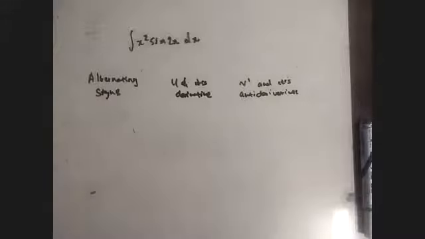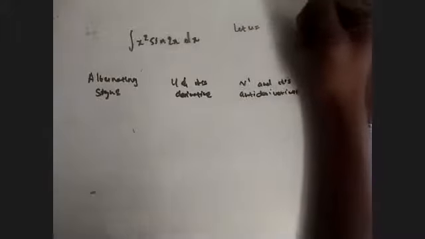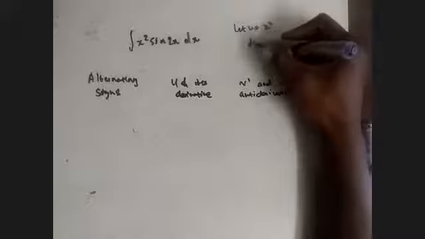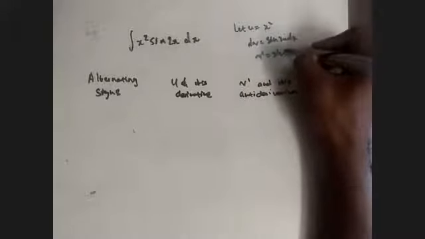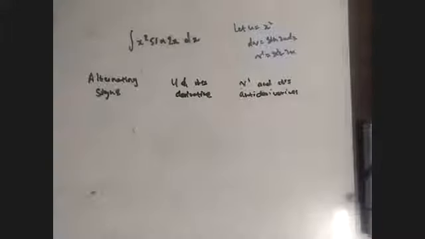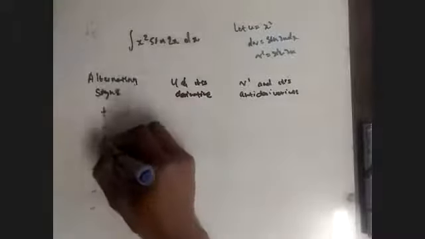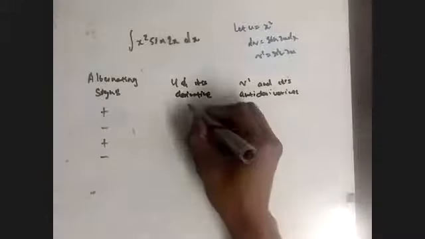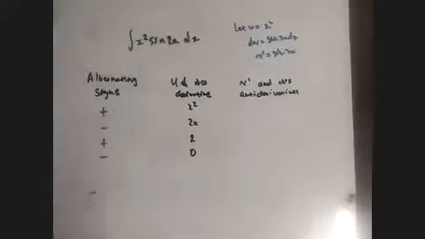So what will happen is, we have all agreed that we're going to let our u become the terminating variable, which is x squared. Then our dv equals sine 2x dx. This is our sine 2x. So we're going to have our alternating signs because for x squared, we're going to plus, minus, plus, minus. Then the derivative of x squared is 2x, derivative of 2x is 2, derivative of 2 is 0.